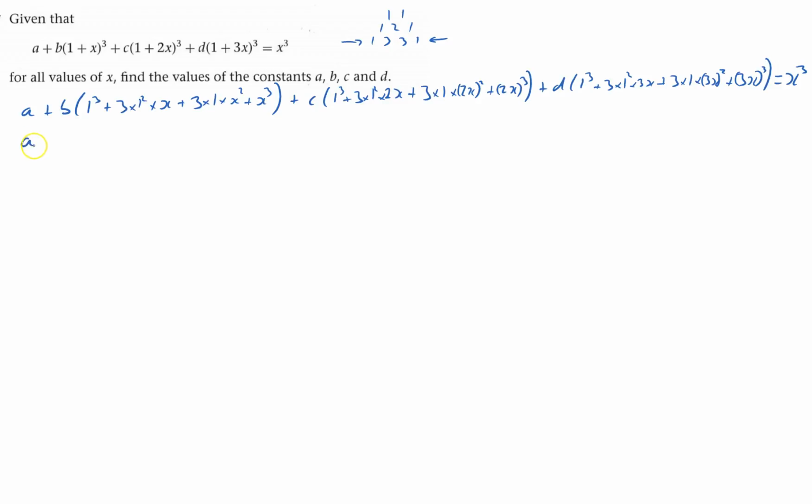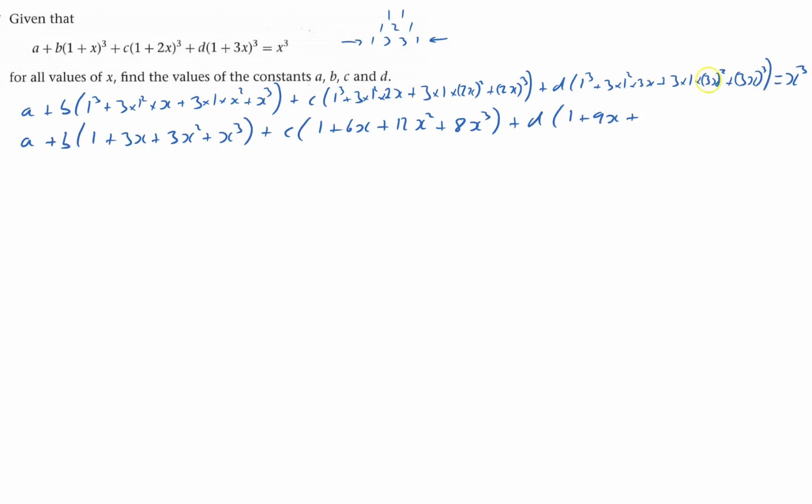Now I'm going to tidy up these brackets. A plus b times 1 plus 3x plus 3x squared plus x cubed, plus c lots of 1 plus 6x plus 12x squared plus 8x cubed, plus d lots of 1 plus 9x plus 27x squared plus 27x cubed, and that equals x cubed.